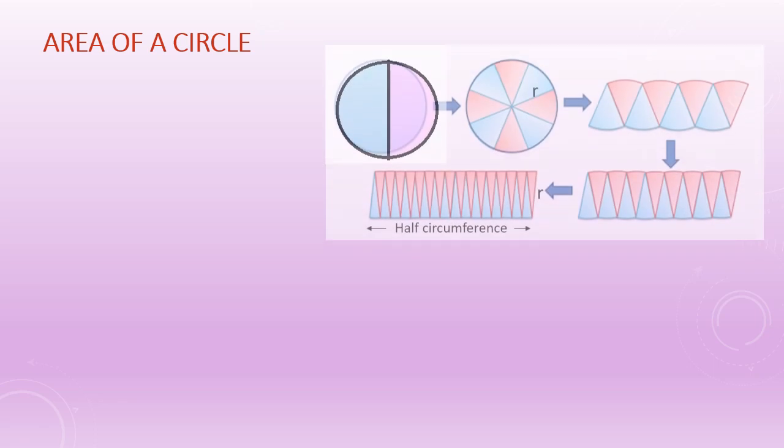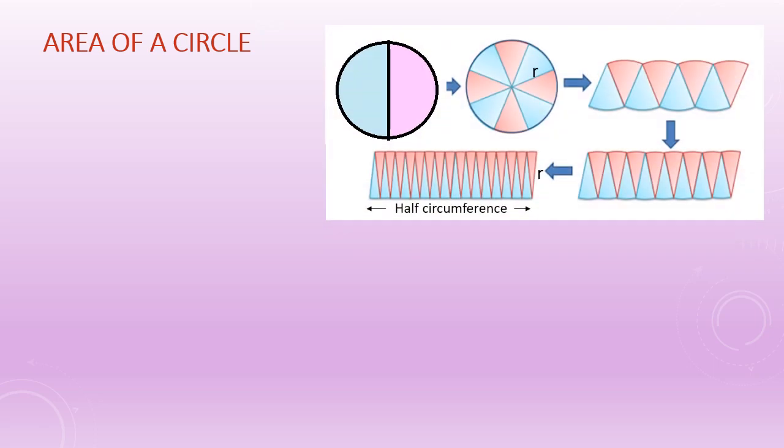Now we are going to find the area of a circle. Look at the given figure. A circle is drawn here. It is divided into two parts and shaded with two different colors. And now look at the second circle. It is divided into 8 parts. Four parts are colored with one color and the other 4 parts are colored with another color. Here it is pink and blue.